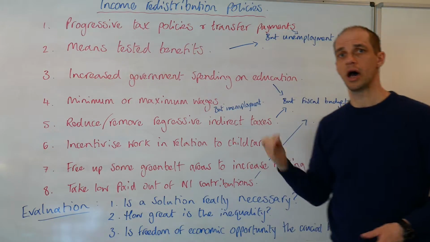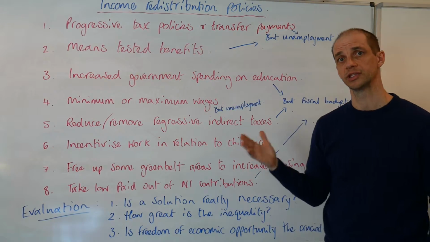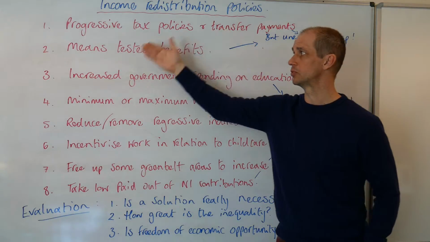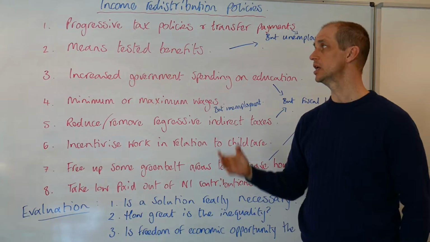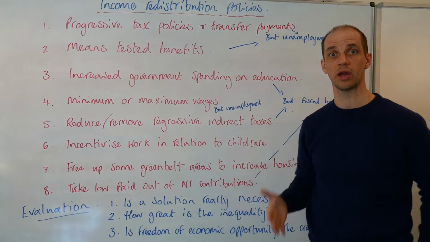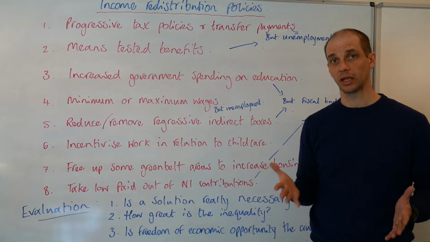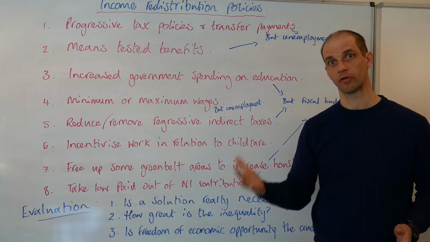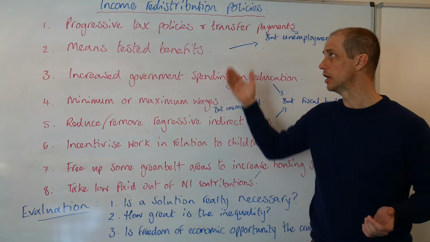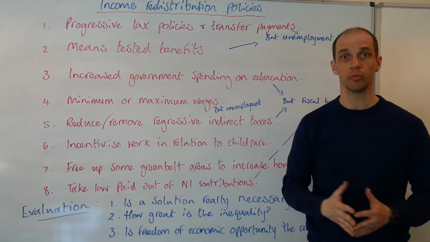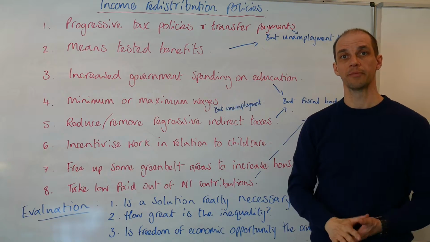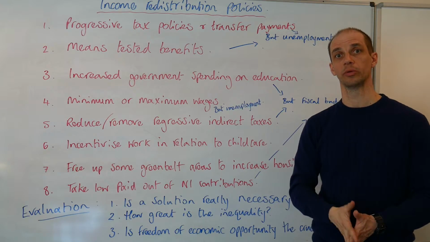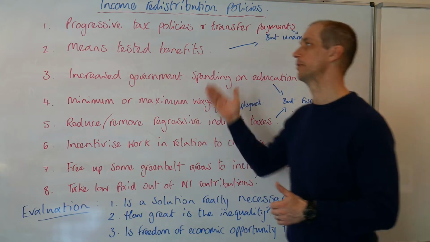Further to that, we've got means-tested benefits. So the fact that people's current means are tested to ensure that they are worthy and needing of support from the government, from the taxpayer, can also be used to help redistribute income. But of course, we then could be in danger of this unemployment trap opening up once again.